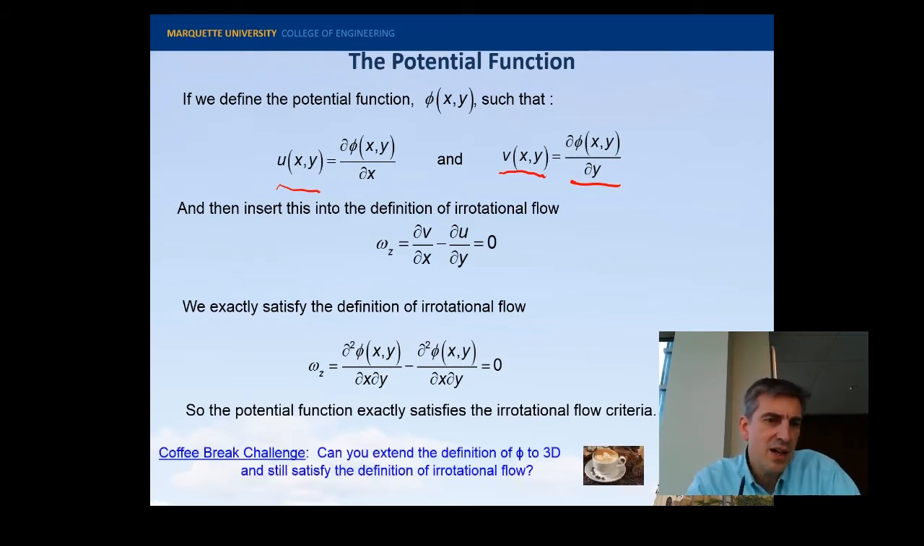So I take it as a coffee break challenge for you to extend this to 3D. Will this definition of phi work if we work with the full 3D equation? And it's always better to work with some coffee, I think. Yeah, it's always better.